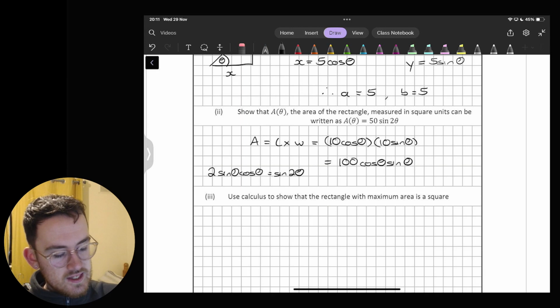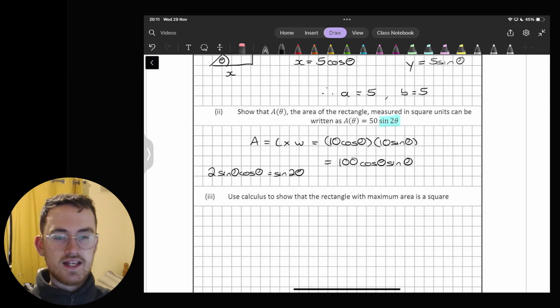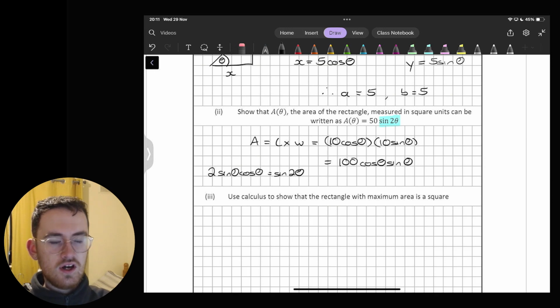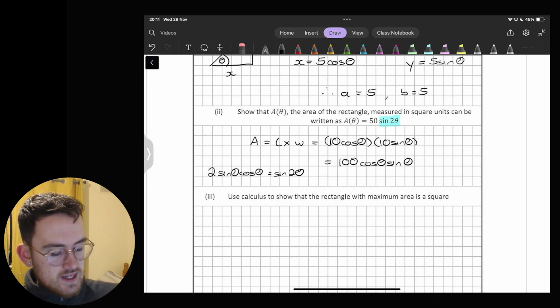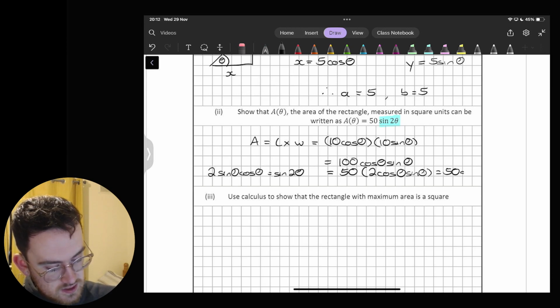Okay, so I'm recognizing from the question here that I need to use a trig identity to find sine 2 theta, because that's one of our multi-angle formulas. So sine 2 theta, kind of double angle formulas. So let's rewrite our question here as 50 times 2 cos theta sine theta, which is going to give me 50 sine 2 theta as required.